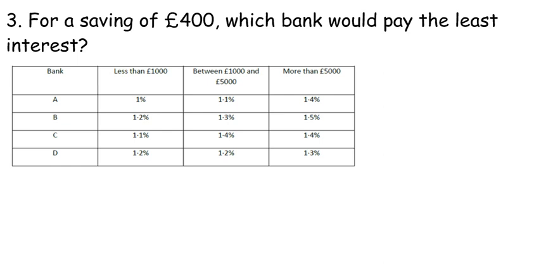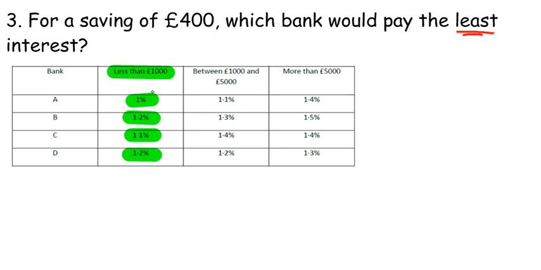For a saving of £400, which bank would pay the least interest? So I'm looking at less than £1,000. I've got 1%, 1.2, 1.1, 1.2. I'm used to looking for the most, so if I've not read the question carefully, I'm going to say B or D. But looking very carefully at the question, it says which one pays the least interest.